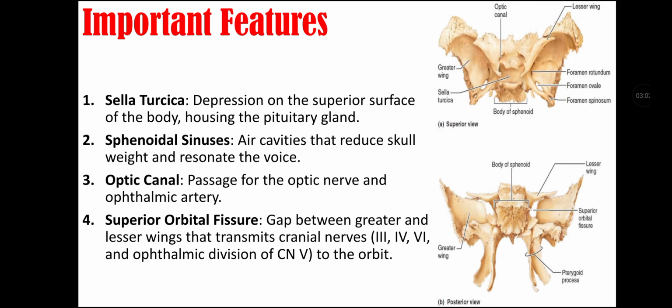Next feature is superior orbital fissure, as there is gap between greater and lesser wing that transmit cranial nerve number 3, 4, 6 and ophthalmic division of trigeminal nerve to the orbit.